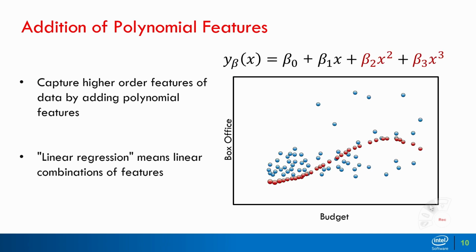We can find a polynomial function that best represents the data instead of a single line. Like in the figure, we can add budget squared and budget cubed terms and find additional coefficients like beta 2 and beta 3. The resulting algorithm is still a linear regression since the outcome y is still a linear combination of the features. We must remember that a higher polynomial function can represent the data accurately, but will likely overfit it.